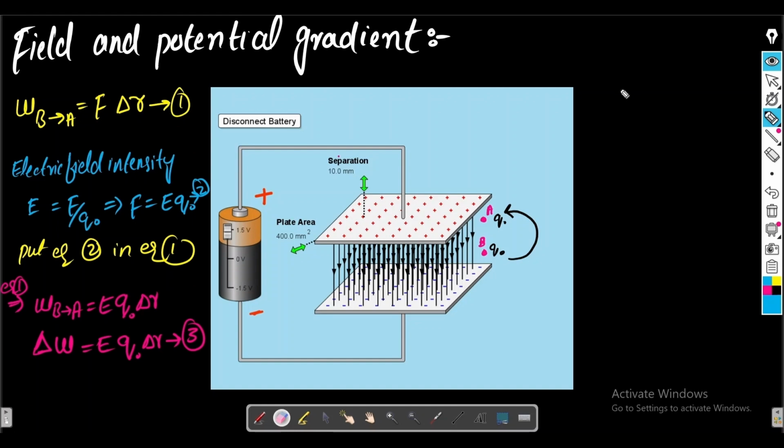From the previous video we know that del W is equal to minus Q0 del V. This equation has come from the equation that the change in potential, the potential difference, is equal to the work done per unit test charge. This is equation 4.